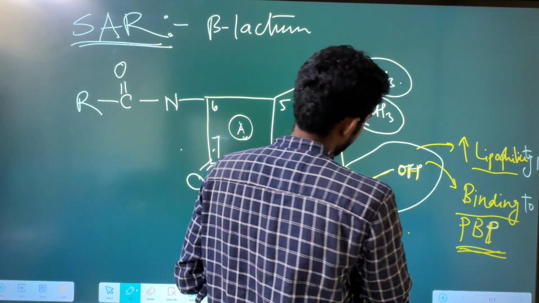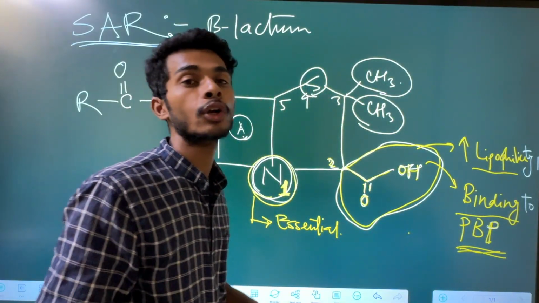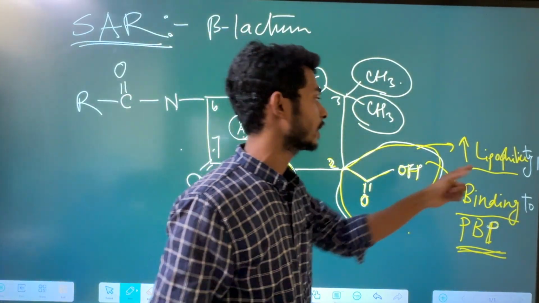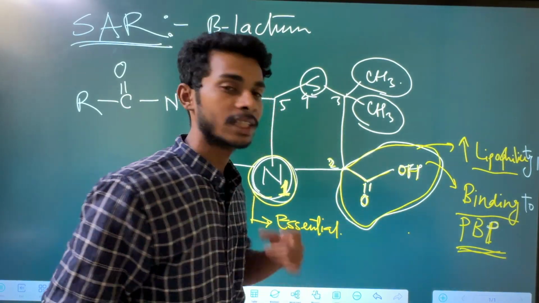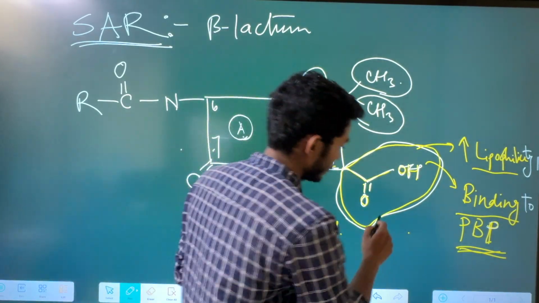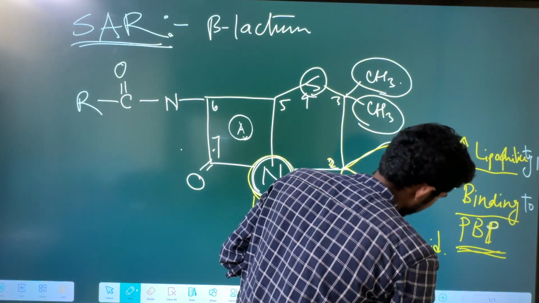Number 3, it is decreasing the polarity and increasing the non-polarity. Because of that reason only, lipophilicity will increase. So you can't change this one. Once you change this one, the stability will also decrease. And the third point is that it increases the acid stability.